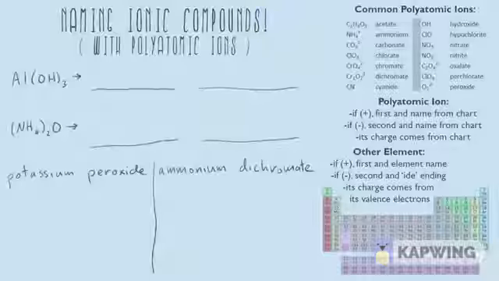In this video, I'll be going over naming of ionic compounds, and these are ionic compounds with polyatomic ions. Polyatomic ions are usually just given to you. Sometimes you might have to memorize them in your textbook, or if you just want to look it up, they're online. And here's a few of them over here.